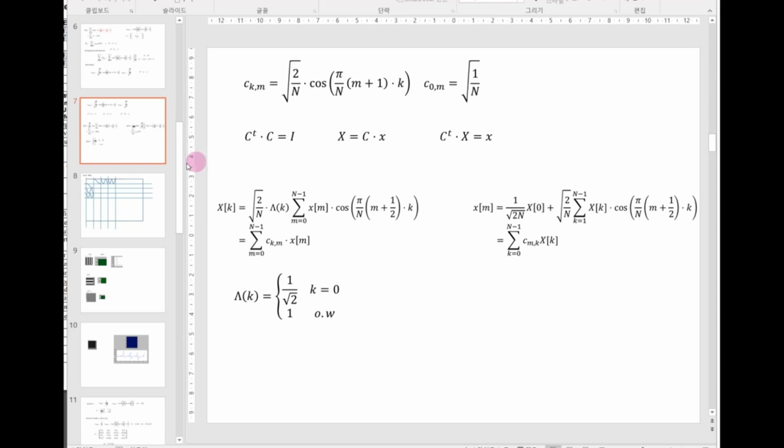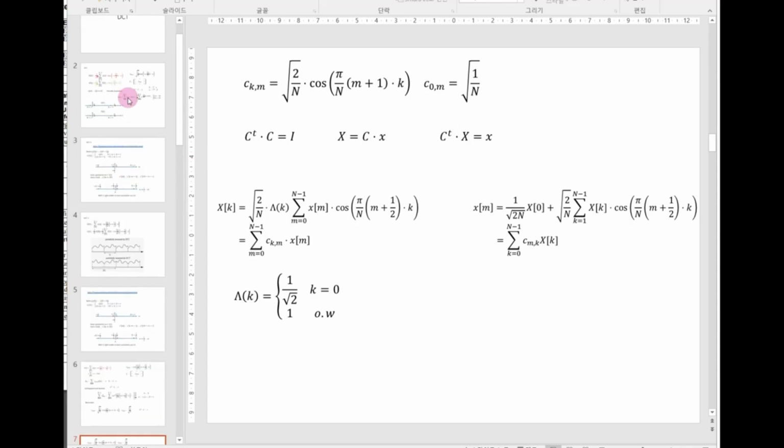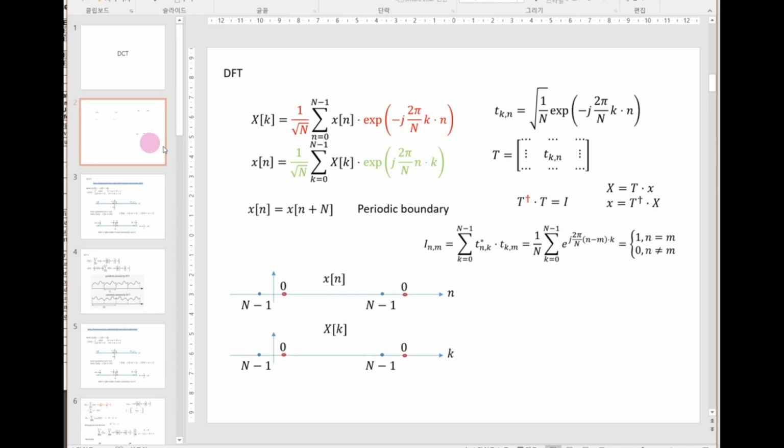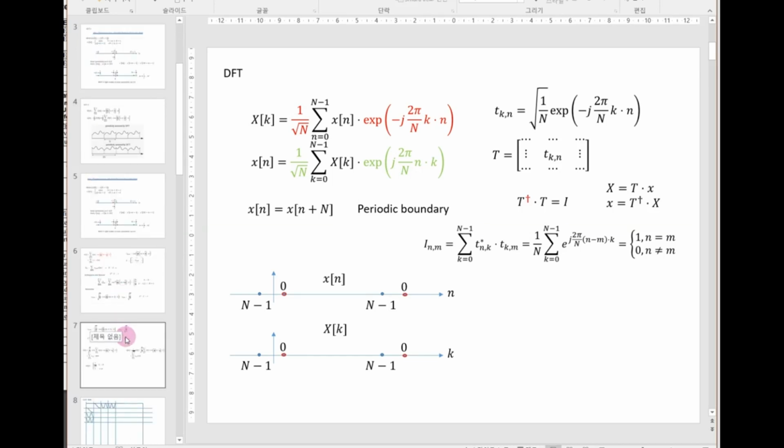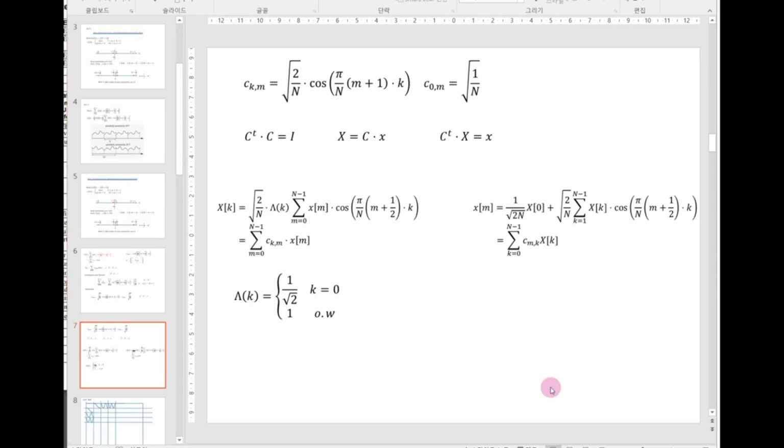It's quite similar to the DFT. We talked about T times X being the DFT, and T dagger times X becoming the inverse DFT. If we use the normalized version of the kernel, then the inverse DCT is quite simple.